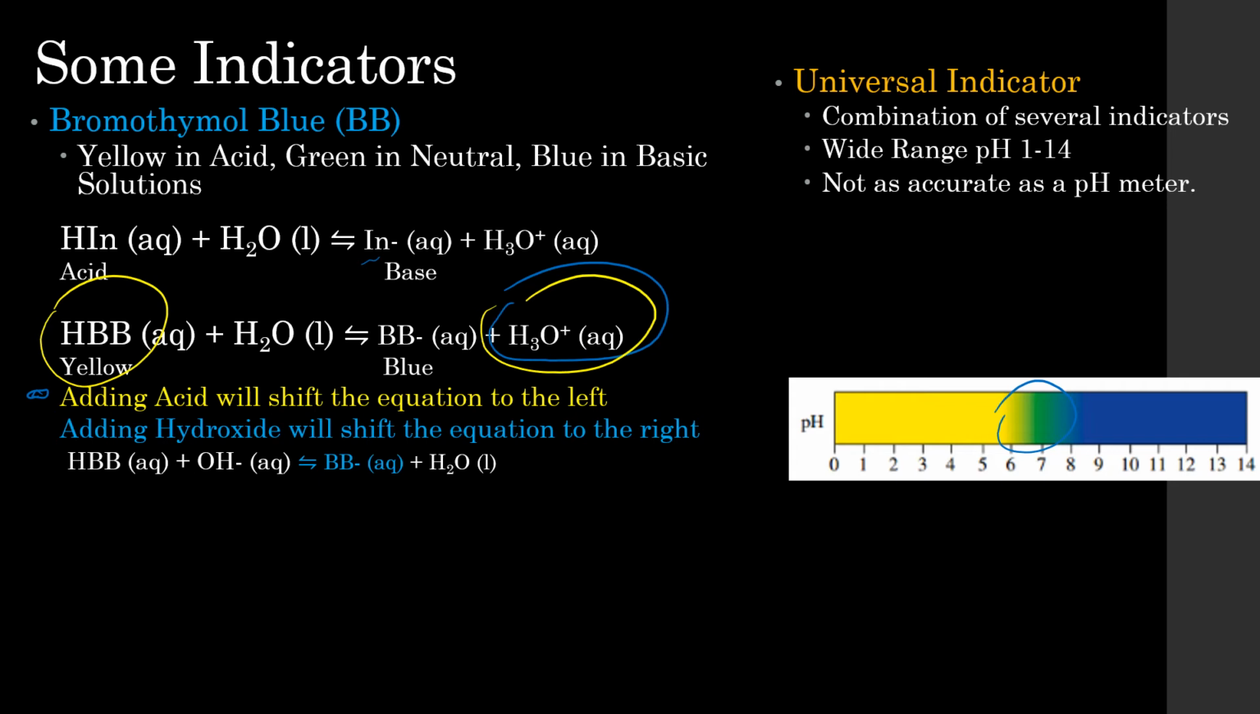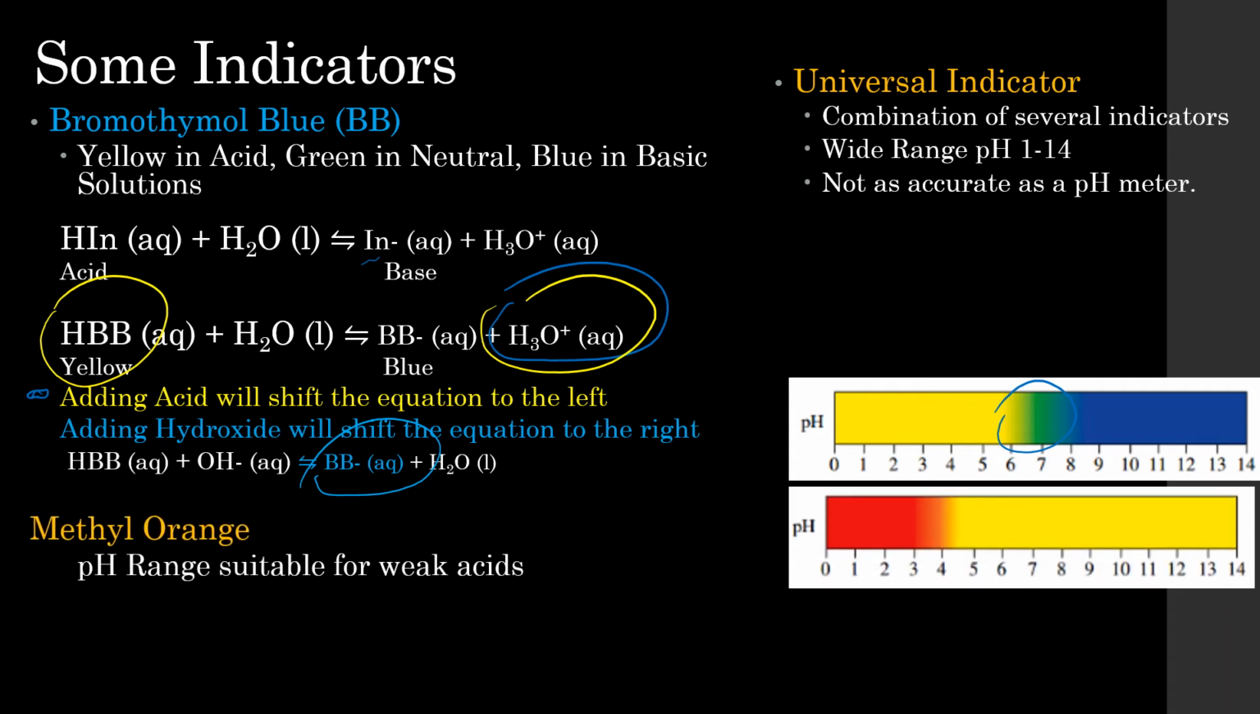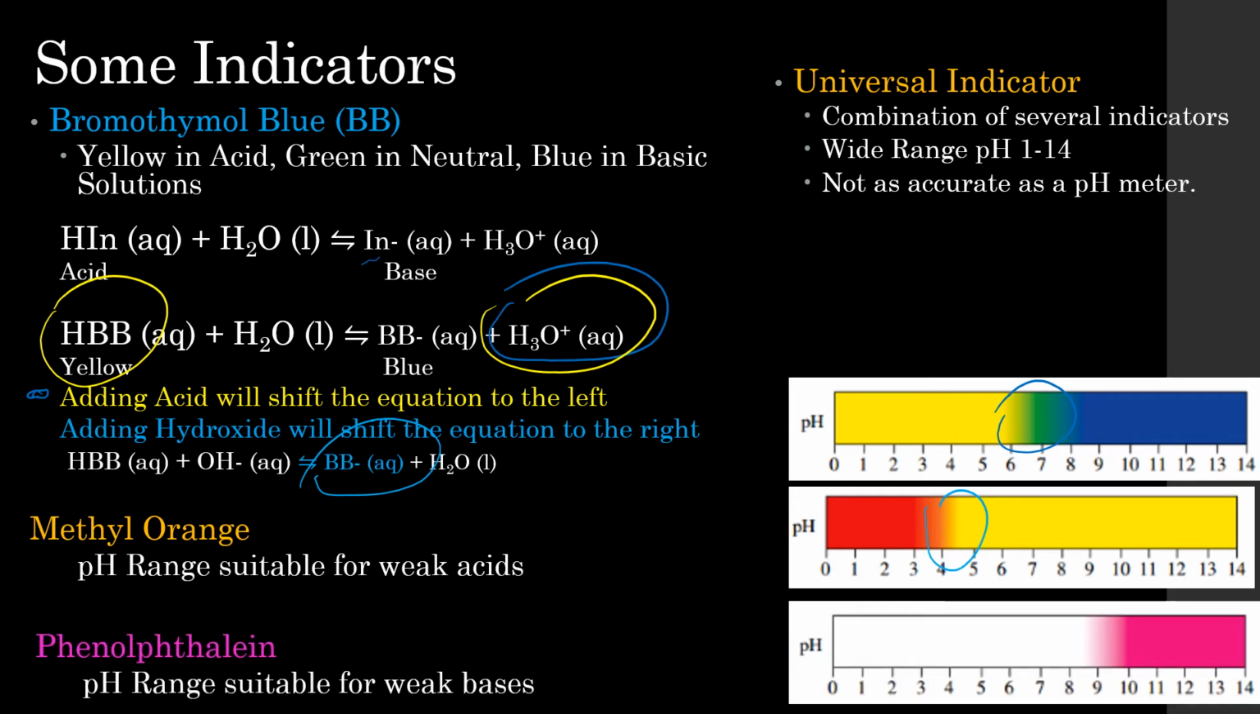So remember Le Chatelier's principle and disturbing equilibrium as well. Now if we're adding hydroxide, we are shifting it to the right, and so we're going to end up with a lot more of the base form of the indicator, and so the bromophenol blue solution will appear blue. Now methyl orange, we talked briefly about, that's suitable for what? Weak bases. And phenolphthalein, that's a tricky one to spell, that's always good for hangman. You can see here it's suitable for weak acids.